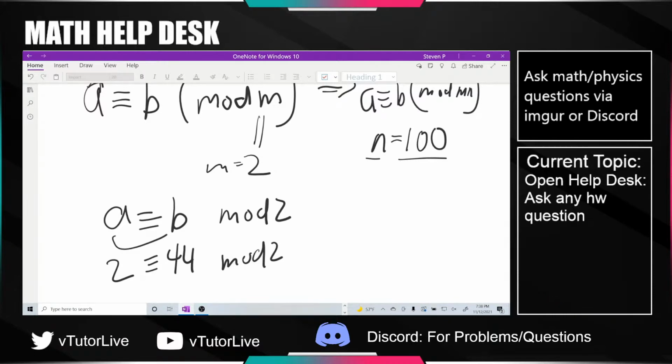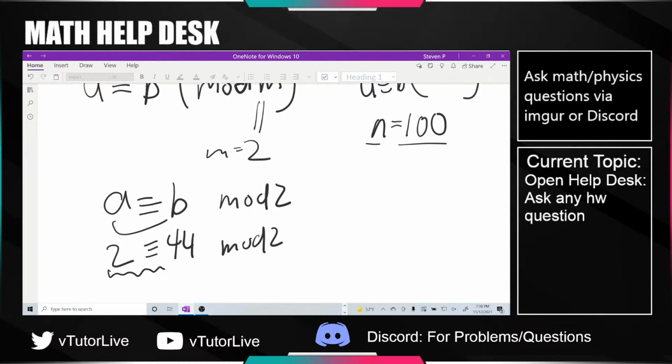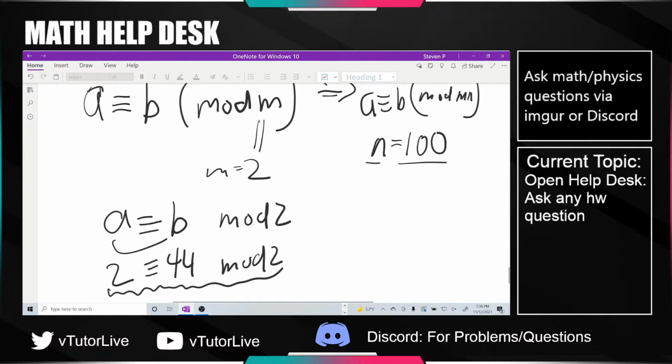Well, sure. I'm not saying anything crazy. It's just, okay, let's say that 2 is congruent to 44 mod 2. Yeah? When you are taking something mod 2, you're basically just sorting it into evens and odds. Now, what about, let n be equal to 100, mod 200 now. Is 2 congruent to 44 mod 200? That's all I'm getting at here. Can you see the idea?